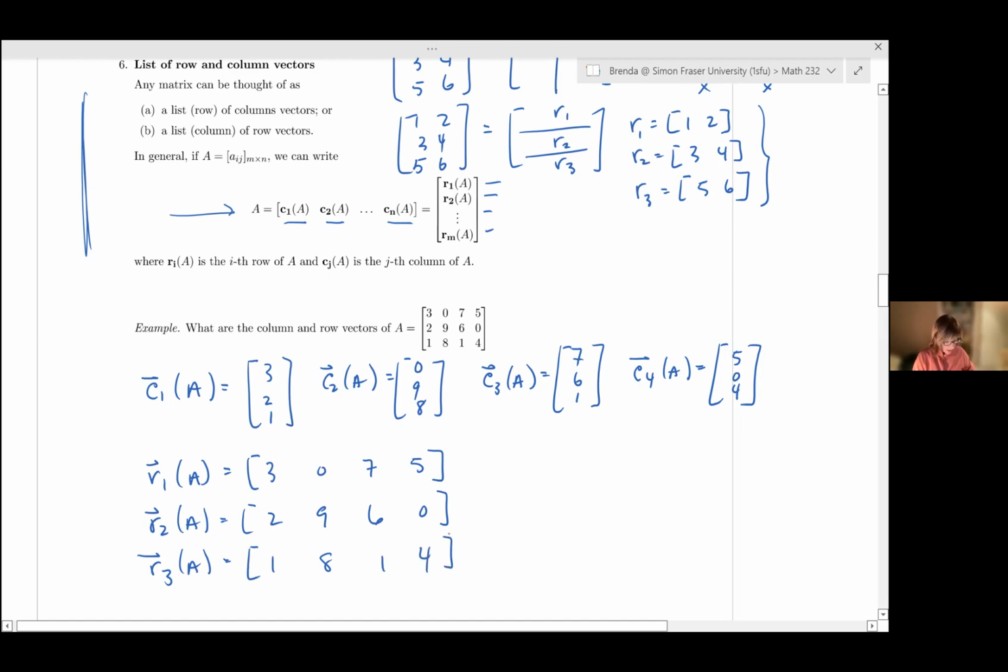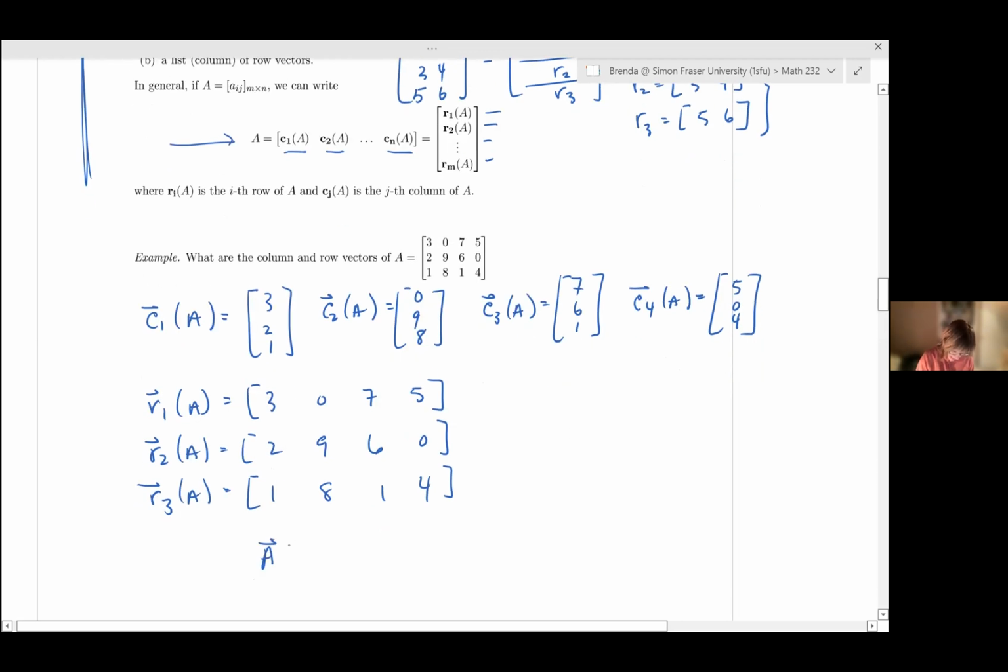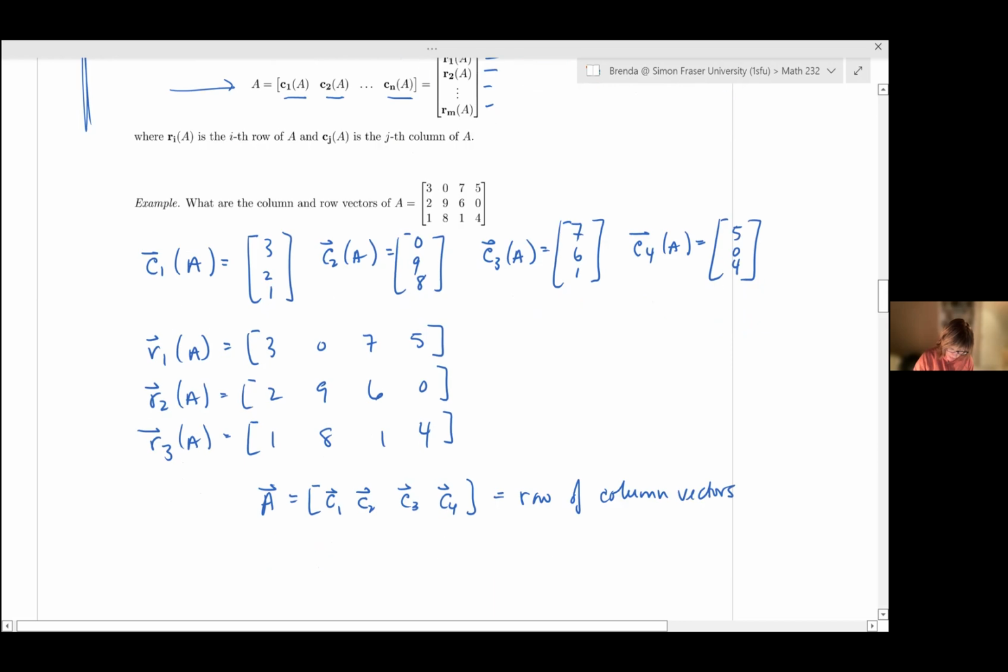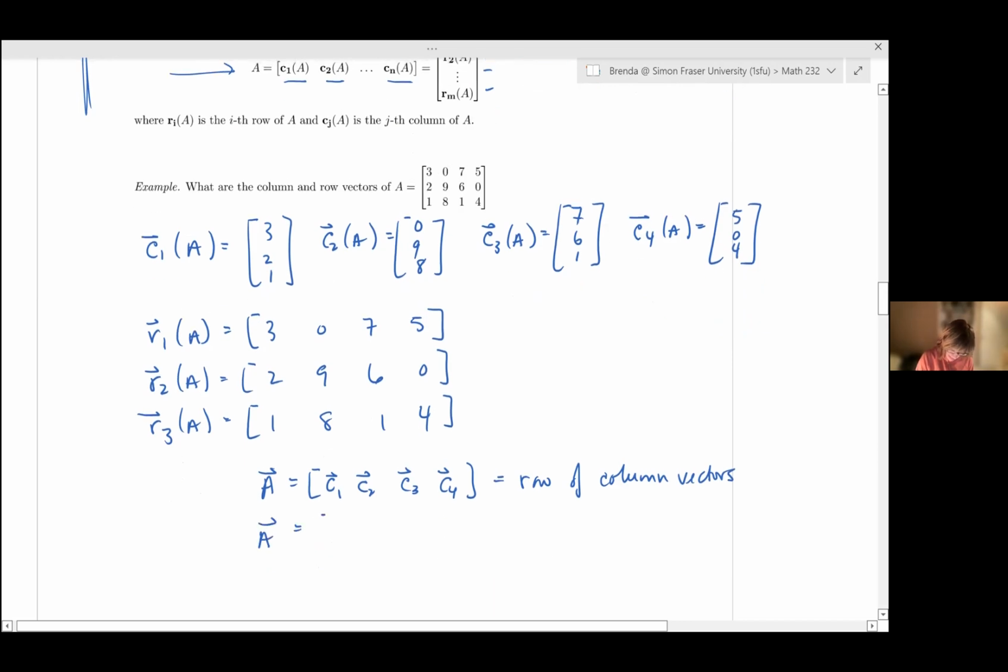There we go. So here A can be thought of as column 1, column 2, column 3, column 4, which is a row of column vectors. And I could be thinking of A as R1, R2, and R3, which is a column of row vectors.